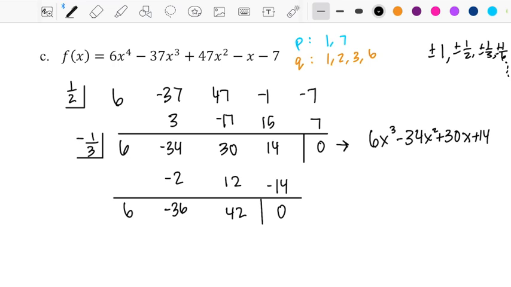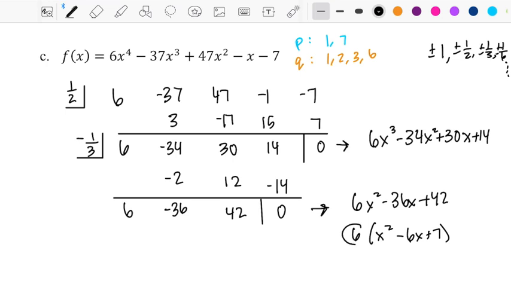Perfect. Okay, so again, this is really telling us 6x squared minus 36x plus 42. And I'm like, oh, those are all divisible by 6. So I'm going to pull that out right now. Okay. And this 6 is actually really important because it's what gets rid of our denominators in these two factors. So remember, this is saying that x minus 1/2 has a 0 and that x plus 1/3 has a 0. But I also have this 6 out here.